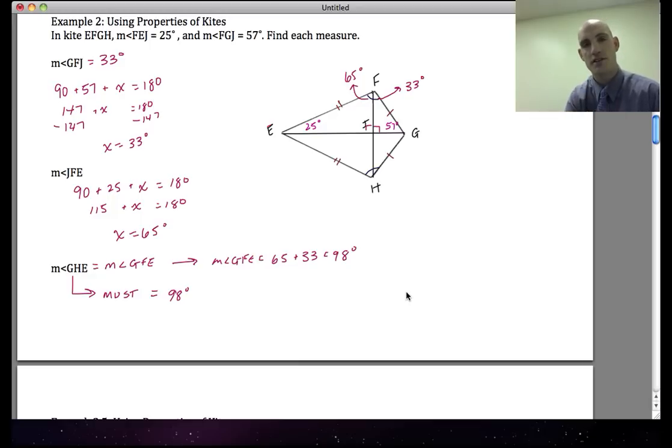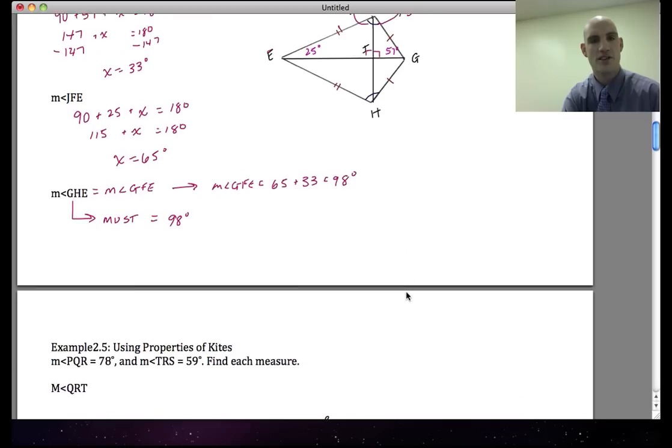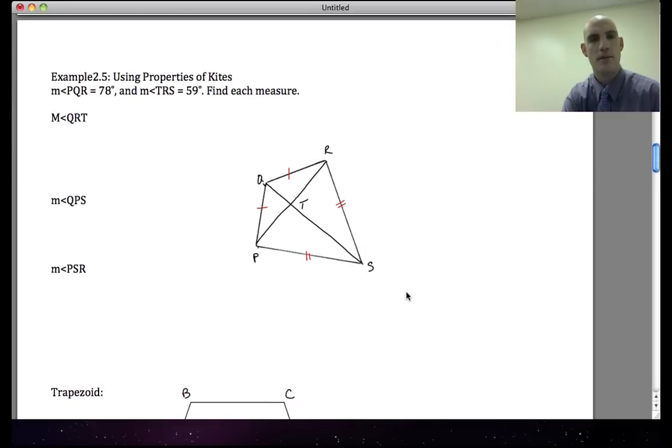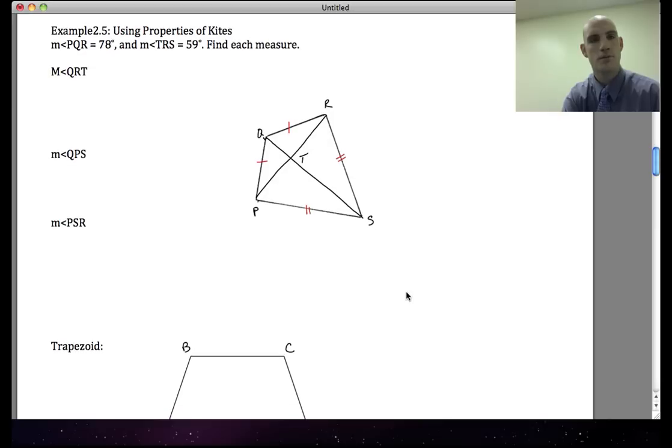The next example is example 2.5. Save that one, try that one on your own, and we'll bring it to class. We're going to talk about it. Okay? So I'm going to scroll down and allow you some time to talk about this one on your own and to copy it down. Okay? So pause it here, copy this one down.